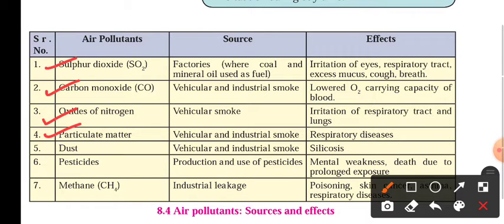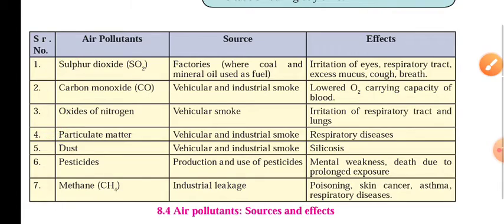Next they have given particulate matter, from vehicular and industrial smoke, causing respiratory diseases. Then dust from the vehicles and industrial smoke causes silicosis. Then the pesticides used in production of agriculture products, production and use of pesticides, cause mental weakness and death due to prolonged exposure to it. And then the methane gas, from industrial leakage, causes poisoning, skin cancer, asthma, and respiratory diseases. These are the effects of the methane gas. Some more information they have given after this.